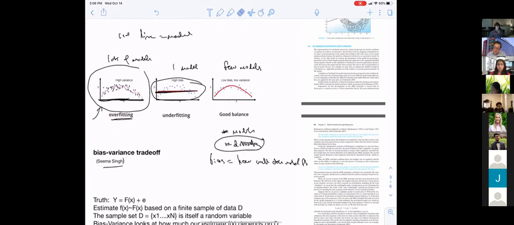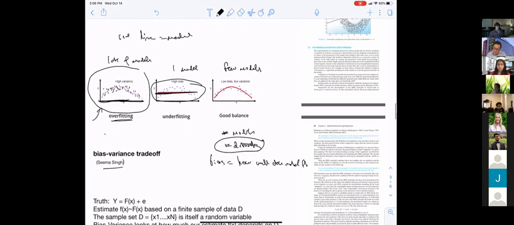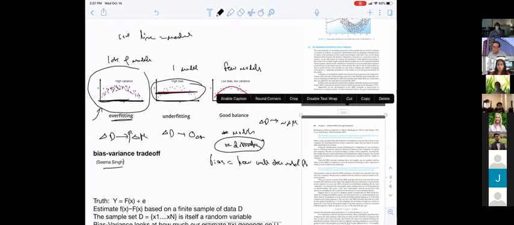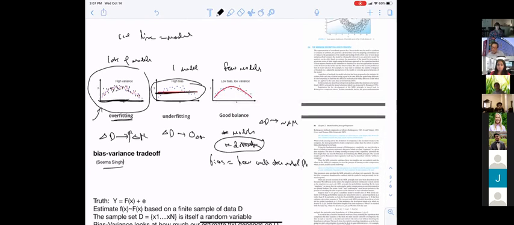So in this case, a change in your data set leads to a big change in the model. In this case, a change in my data set leads to zero change in the model. So this is a big change in model, and that's a zero change in model. And in this case, if I change my data set, I get a little bit of change in the model. So you talk about the variance of the model, or the variance of the weights within the model, as a function of your data sets.